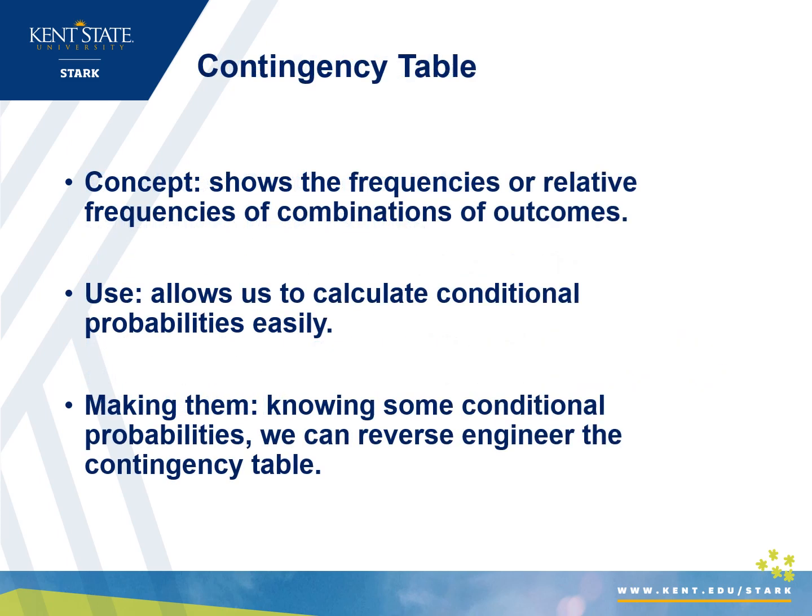So first, the contingency table. Remember, the basic concept of a contingency table is that each cell shows us the frequency or the relative frequency of some combination of outcomes. Normally we're going to have two traits, and so within each cell in this table it tells you how many observations have that combination of traits. In terms of what we use it for, we use it to calculate conditional probabilities very easily. So when we make one, what we end up doing is reverse engineering. We start with the conditional probabilities that we know. We then can reverse engineer and get that contingency table, which allows us to calculate any conditional probabilities we don't know.